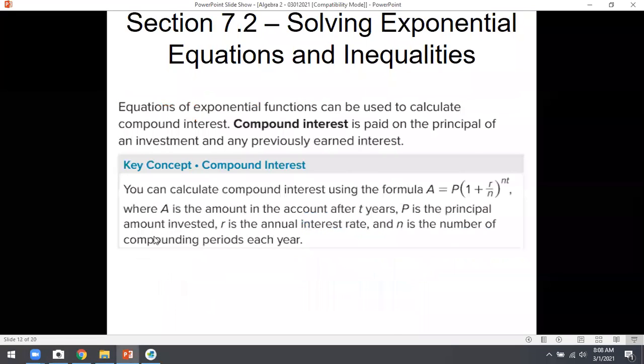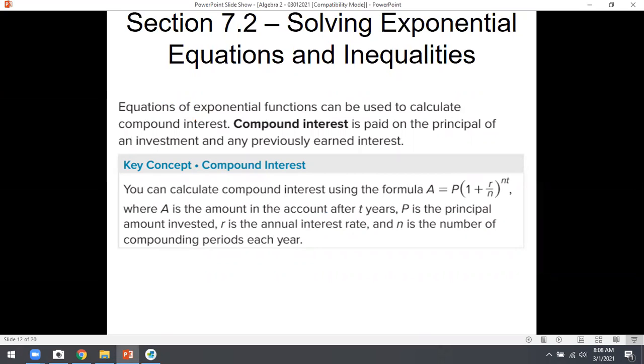All right, let's go back. And there is one equation regarding money that I would like to discuss with you. And it's about compound interest. So please write down this equation here. And let yourself know this is about compound interest. This is a very practical, real-world thing.